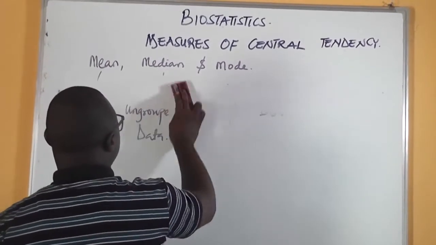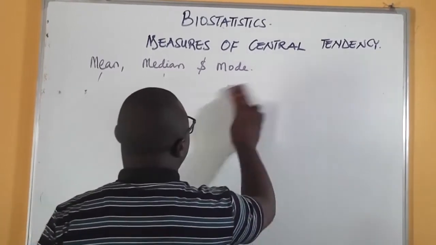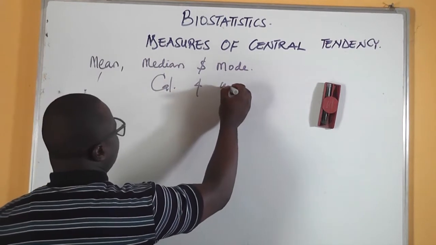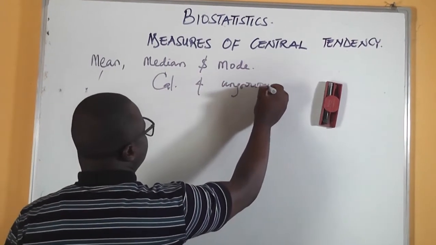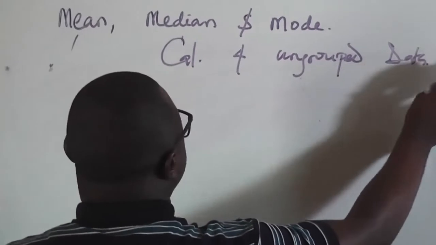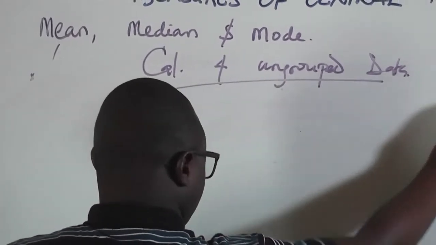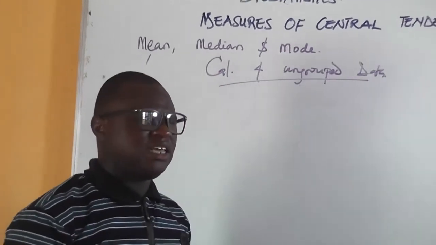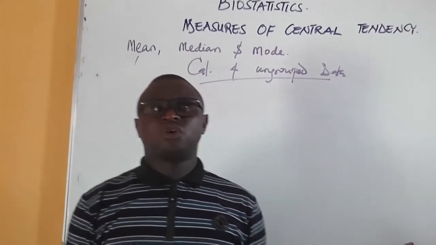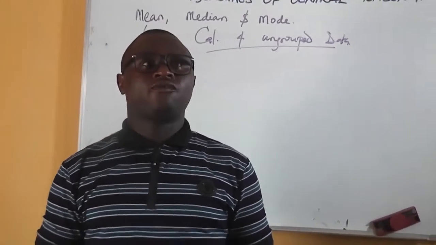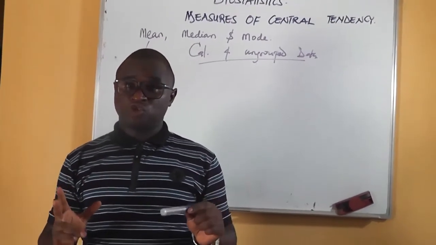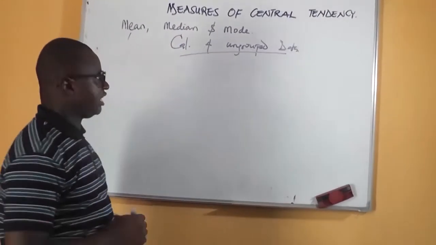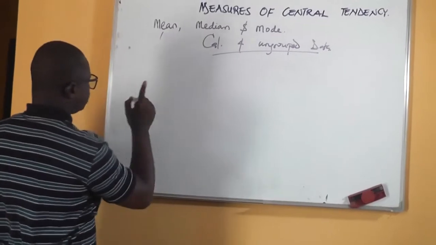So we'll be looking strictly at calculation for ungrouped data. All right. So let's have an example, right? Let's say we want to look at the systolic blood pressure of, let's say, 8 students in a class. Systolic blood pressure of 8 students in a class. So this is given below, systolic blood pressure.